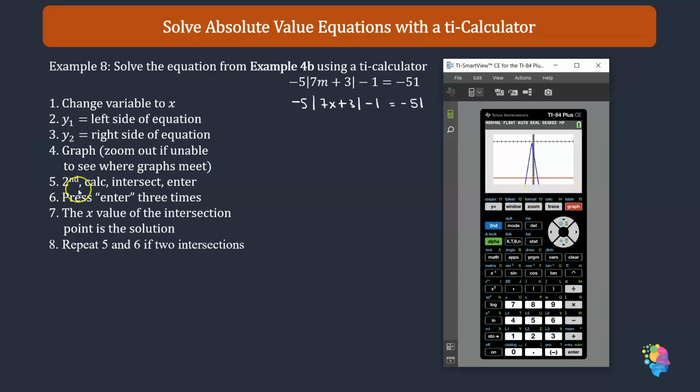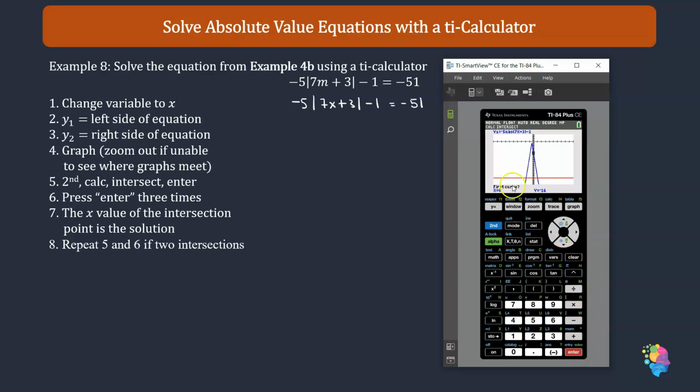Perfect. Now we go to second, calculate, intersect, and press enter. All right, so second is the blue. Calculate is up here in blue for this key, so let's press that. So intersect is number 5. Let me go down to that and press enter.